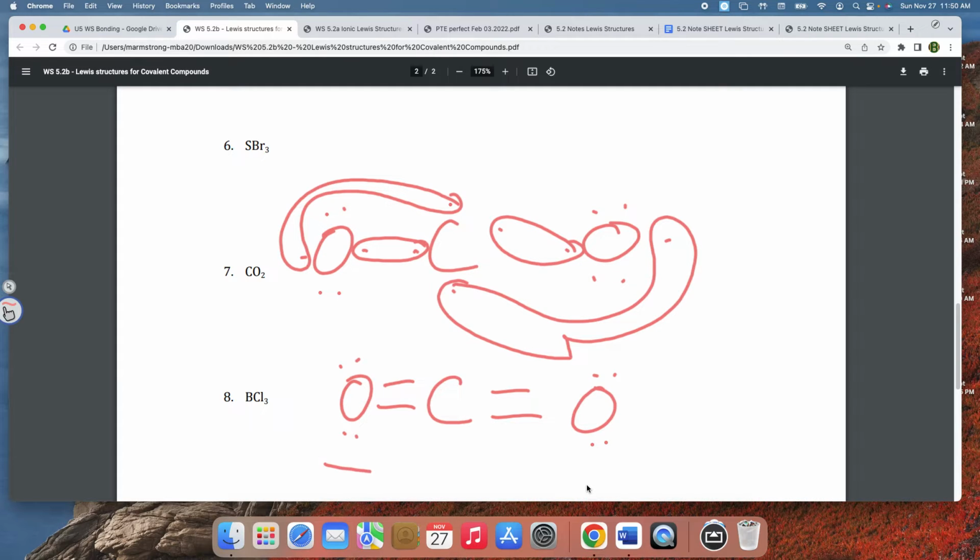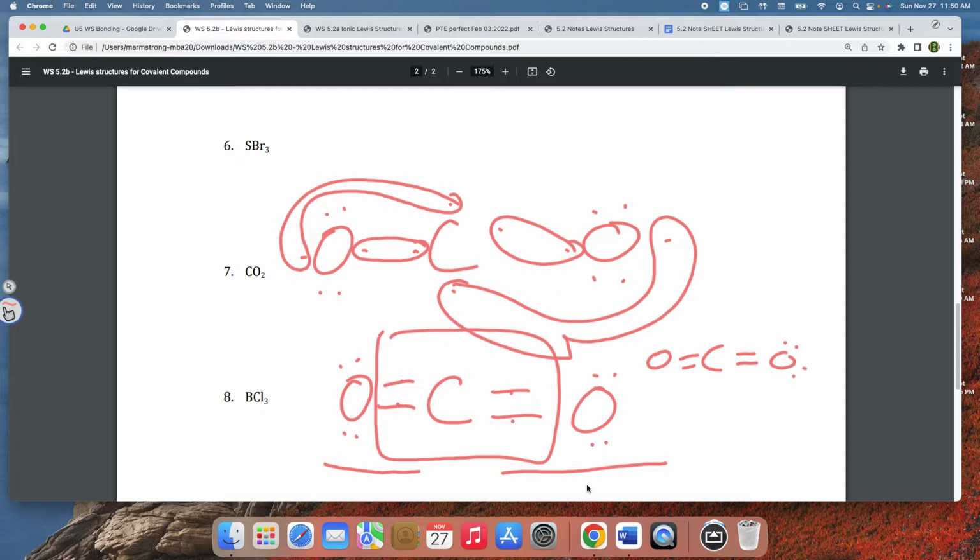Now let's see if they're happy. This oxygen has 2, 4, 6, 8. This oxygen is a mirror image of it. It has 2, 4, 6, 8. And then I'm going to look at carbon. It has 2, 4, 6, 8. They all reached 8. So carbon dioxide looks like this.